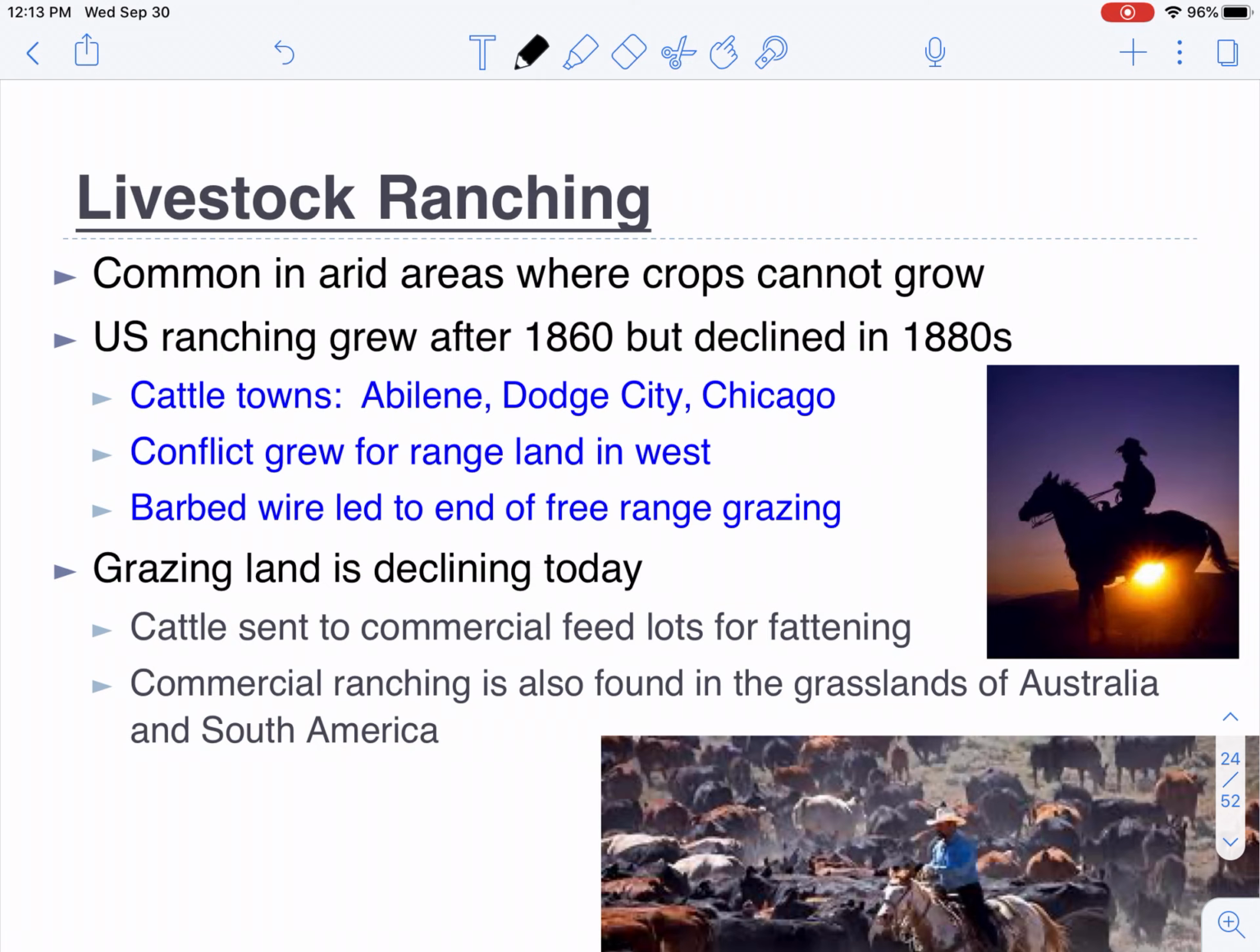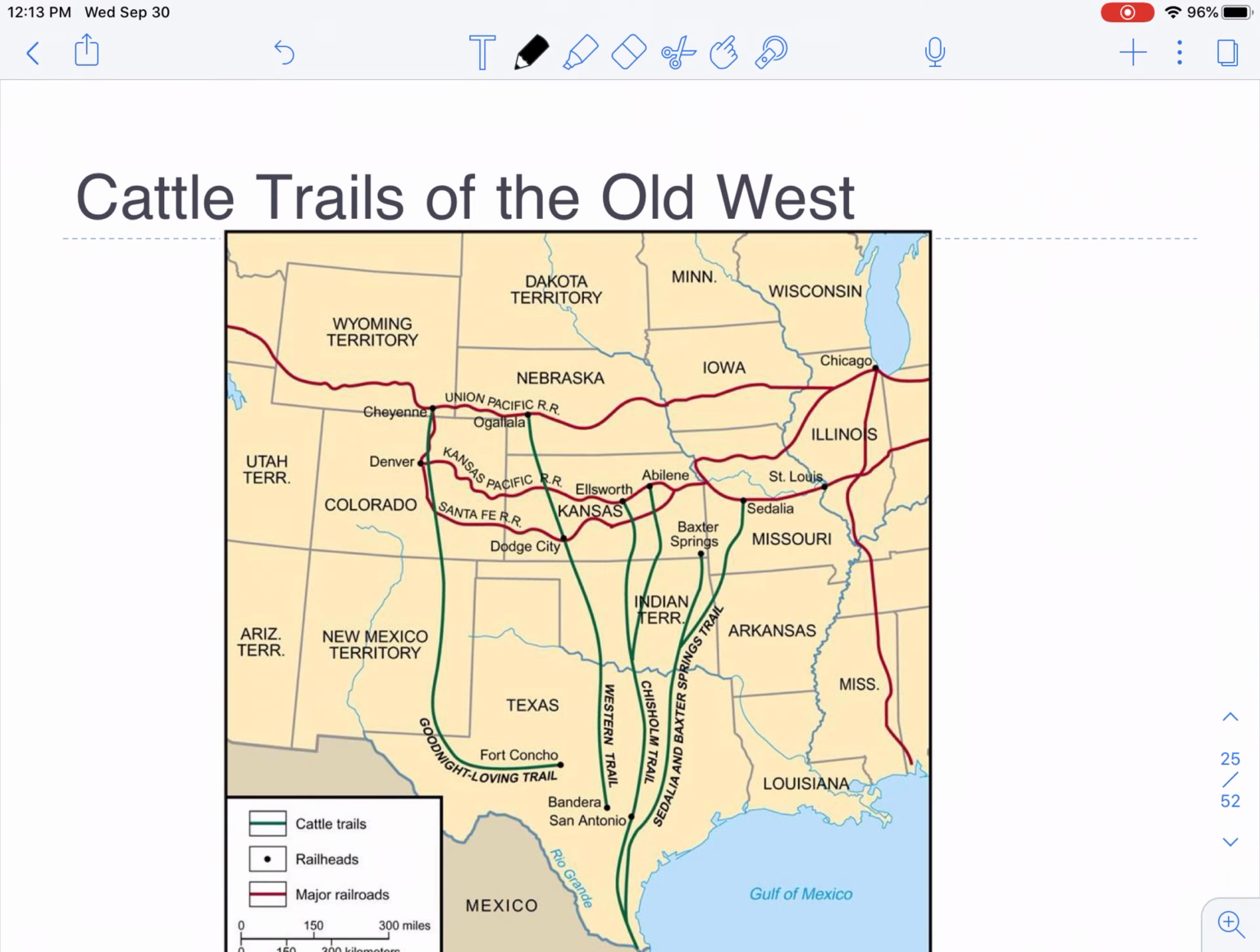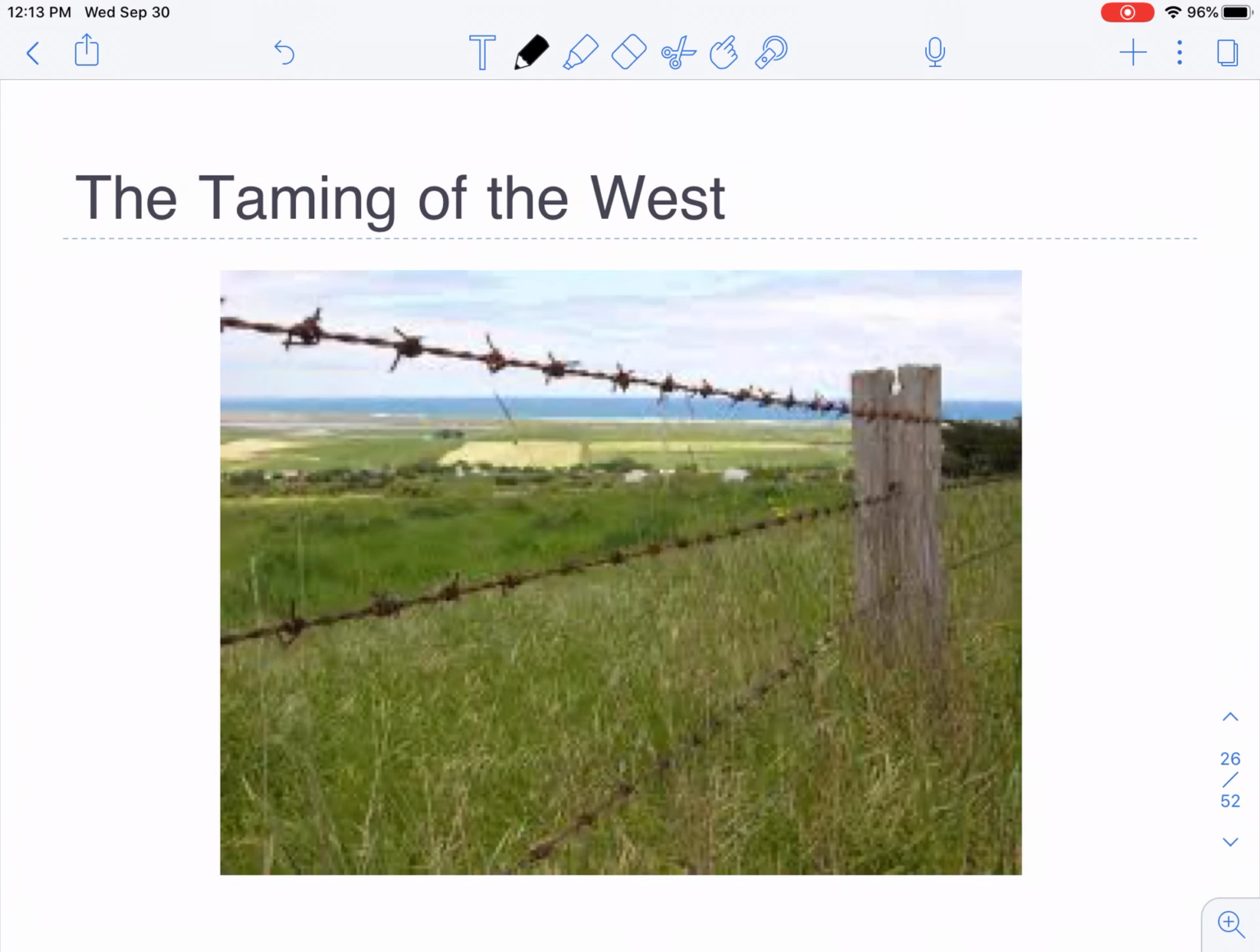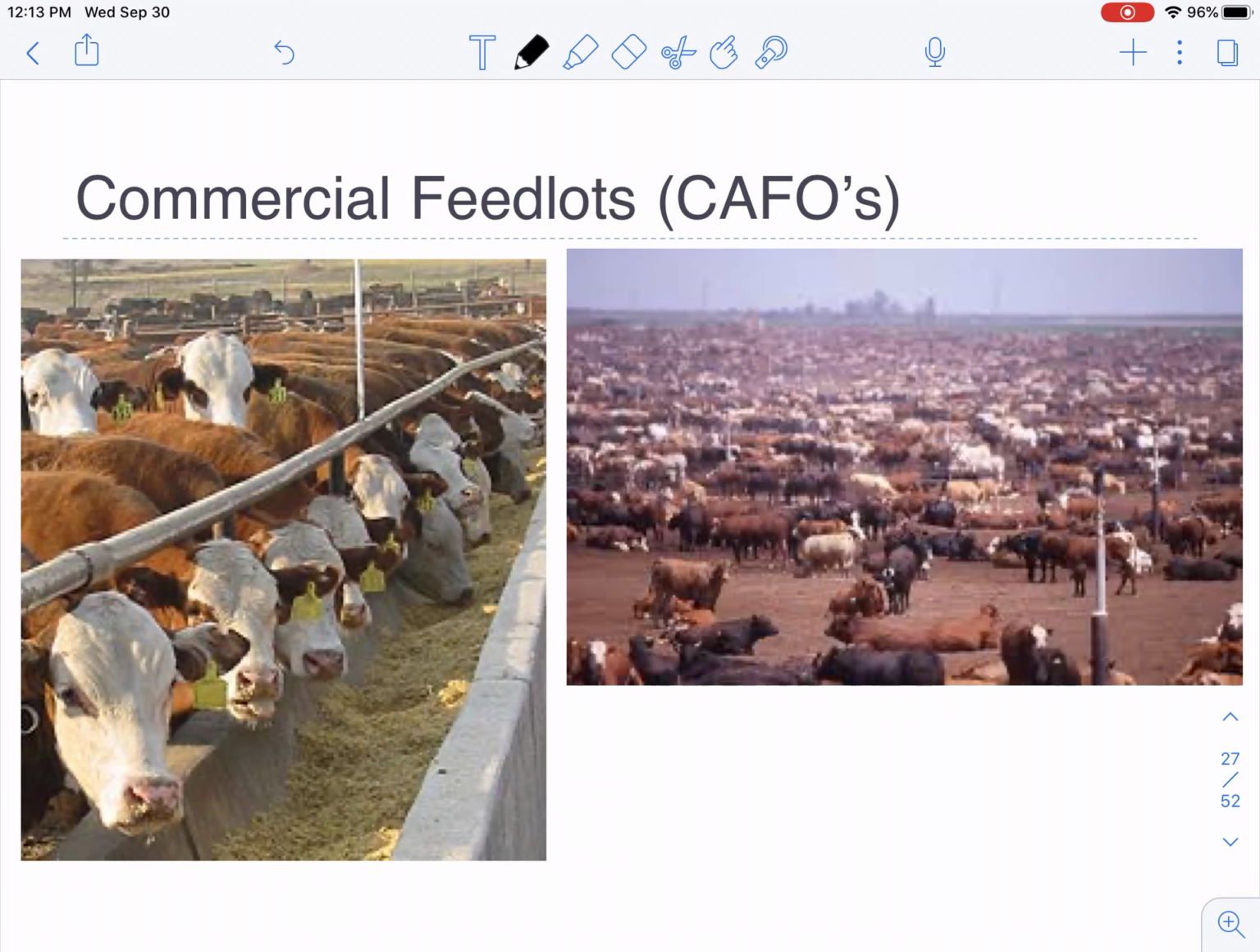Commercial ranching is also found in the grasslands of Australia and South America. Here's a map illustrating where some of those railroads and the old cattle trails were located. Image of barbed wire. Don't try to trip on that or run into that. It hurts. I speak from experience. Here is an image of the commercial feedlots, those concentrated animal feeding operations, the CAFOs.